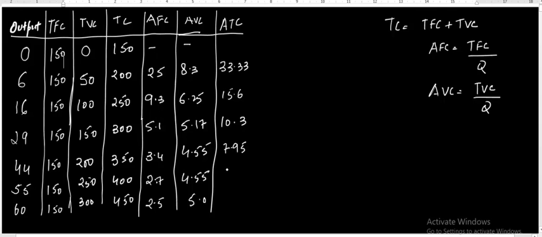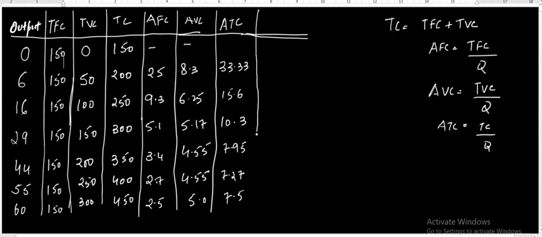Then I have 400 divided by 55, it's going to be 7.27. And then I have 450 divided by 60, it's going to be 7.5. So now average total cost has been calculated as total cost divided by quantity. Now moving on, I will calculate the marginal cost. Now marginal cost is equal to change in total cost divided by change in quantity.